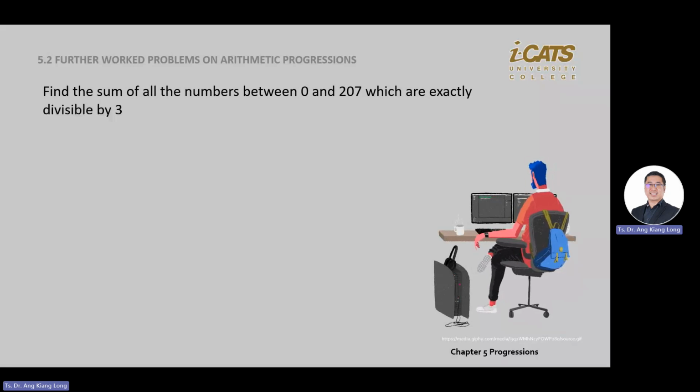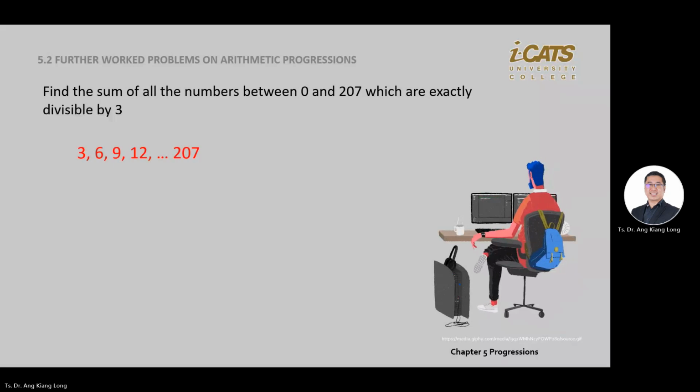It should tell you whether it's AP series data or GP data to save your time, because you only have 2 hours to solve the questions, right? So here it tells you to find the sum of all numbers between 0 and 27 which are divisible by 3. Divisible by 3 means you can write the series, which is 3, 6, 9, 12, and so on. So you should be able to convert info into data.